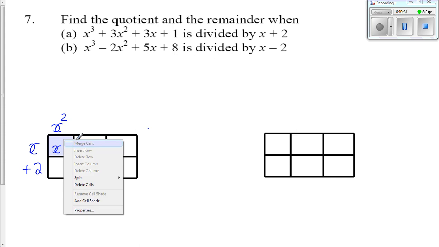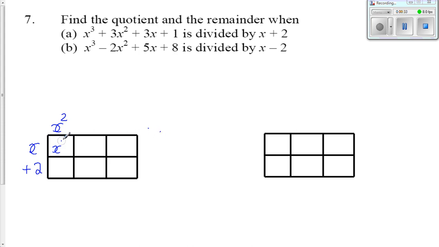Now, as a side, why does that keep doing that? There you go. As a side thing, we've got x squared times 2, and that gives us 2x squareds here. Now we don't want 2x squareds, do we? We want 3x squareds. So that means we must have another x squared here.